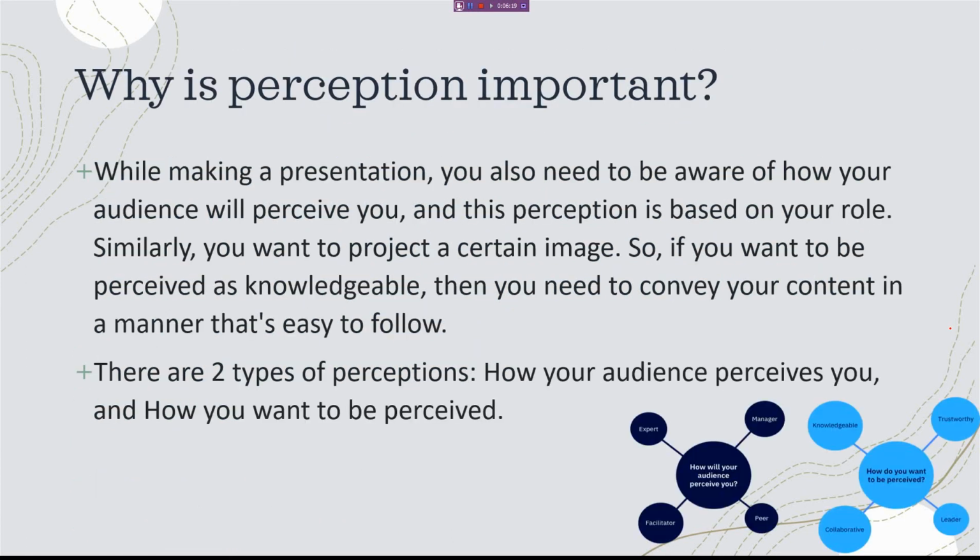Another part of topic 2 is perception. Why is perception important? While making a presentation, you also need to be aware of how your audience will perceive you, and this perception is based on your role. Similarly, you want to project a certain image. If you want to be perceived as knowledgeable, then you need to convey your content in a manner that's easy to follow. There are two types of perceptions: how your audience perceives you and how you want to be perceived. You have to tailor your presentation to make sure that the audience will perceive you just like how you want to be perceived.